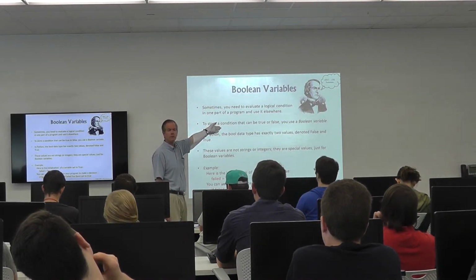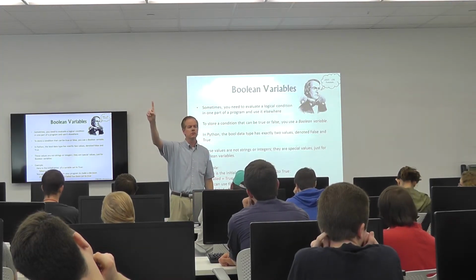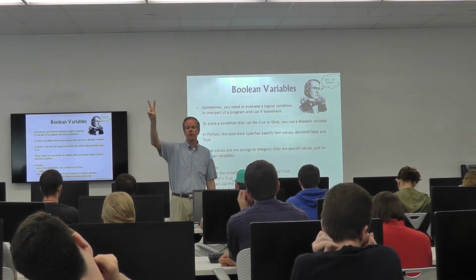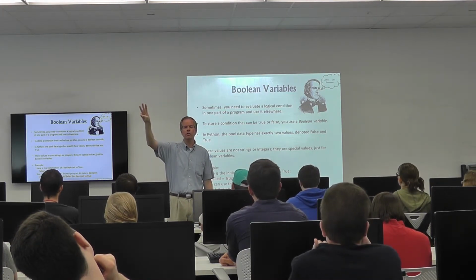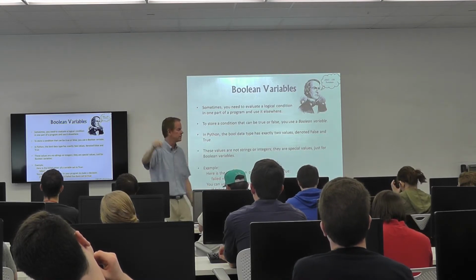So we have a very special variable that's designed to hold one of 2 values. One value is true, and the other value is false. And what else can you store in a Boolean variable? Nothing. It can only take on 2 values, right?